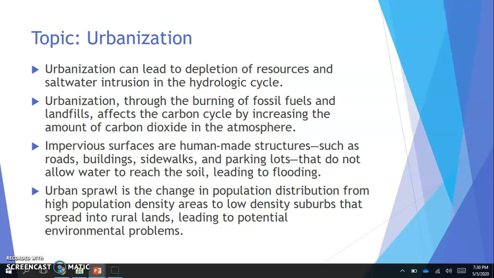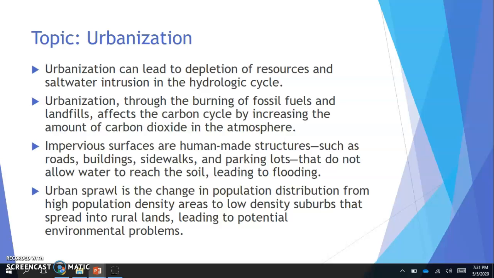Impervious surfaces are human-made structures. So an impervious surface is something that water can't flow through. So these are roads, buildings, sidewalks, and parking lots. And they don't allow water to reach the soil, leading to flooding. So this can cause flooding, but it also can lead to surface runoff, to where pollutants that are on roadways, when it rains, it will wash those pollutants into waterways.